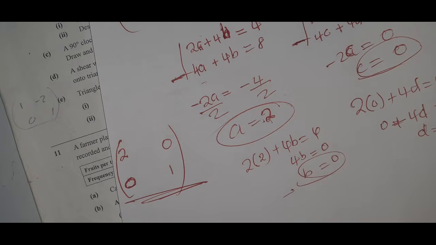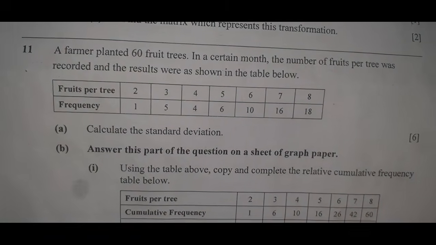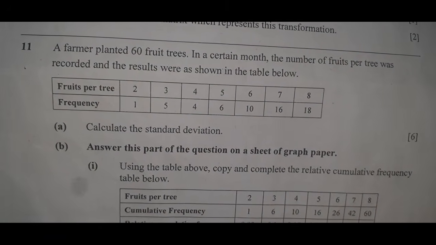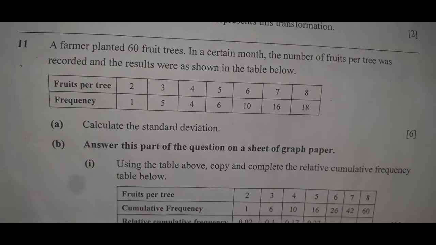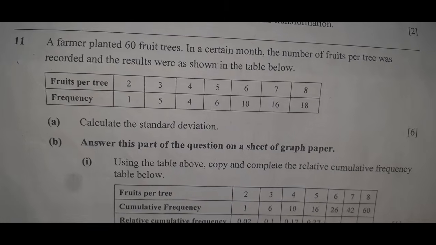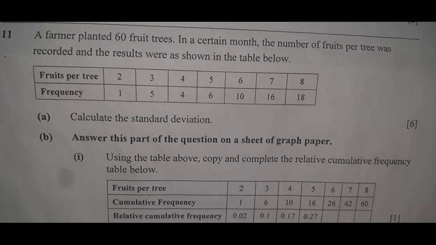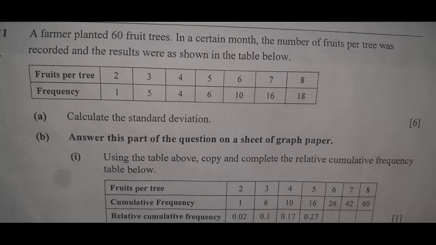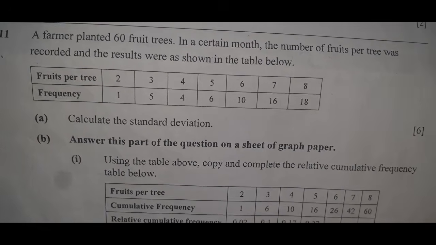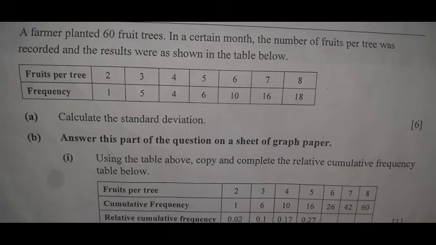So we go to the next question. Question 11. So question 11 reads, a farmer planted 60 fruit trees. In a certain month, the number of fruits per tree was recorded and the results were as shown in the table below. Okay, so we have seen the table here.